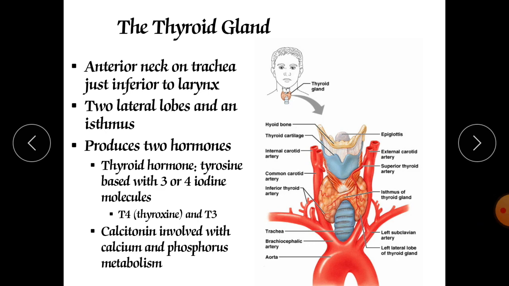Welcome to this session of Human Anatomy and Physiology 2. This is the third lecture on the endocrine system. In today's presentation, we will discuss the thyroid gland and parathyroid gland. We will start with the thyroid gland.